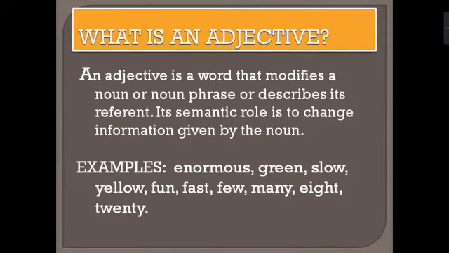What is an adjective? An adjective is a word that modifies a noun or noun phrase or describes its referent. Its semantic role is to change information given by the noun. Examples: enormous, green, slow, yellow, fun, fast, few, many, 8, and 20.